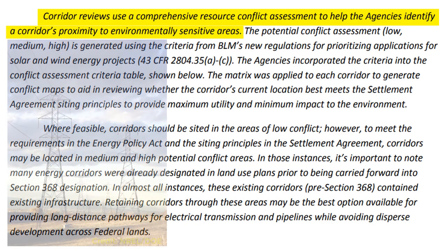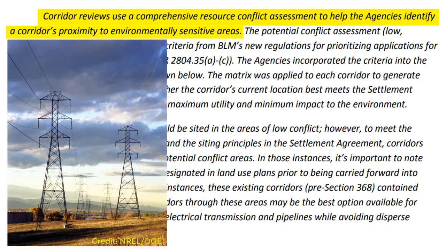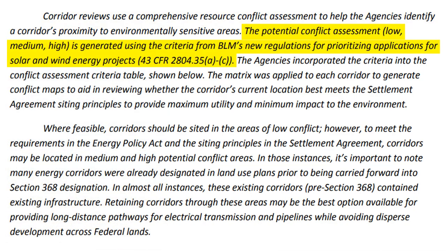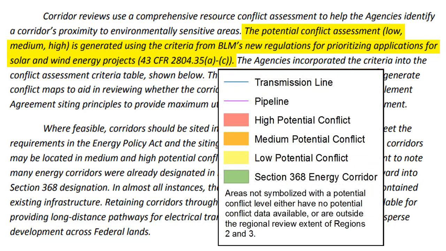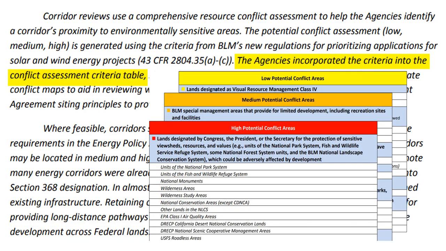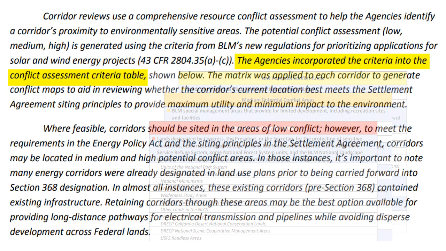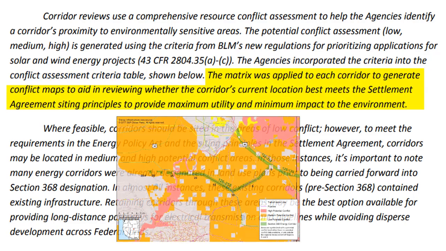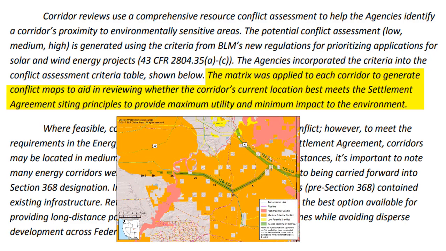Corridor reviews use a comprehensive resource conflict assessment to help the agencies identify a corridor's proximity to environmentally sensitive areas. The potential conflict assessment, low, medium, high, is generated using the criteria from BLM's new regulations for prioritizing applications for solar and wind energy projects. The agencies incorporated the criteria into the conflict assessment criteria table. The matrix was applied to each corridor to generate conflict maps to aid in reviewing whether the corridor's current location best meets the settlement agreement siting principles to provide maximum utility and minimum impact to the environment.